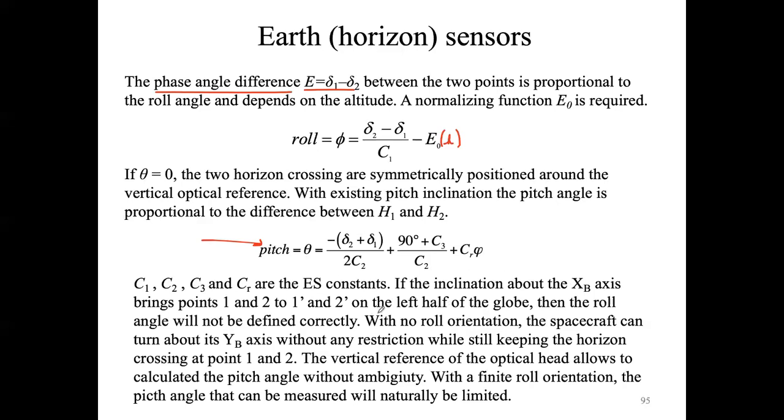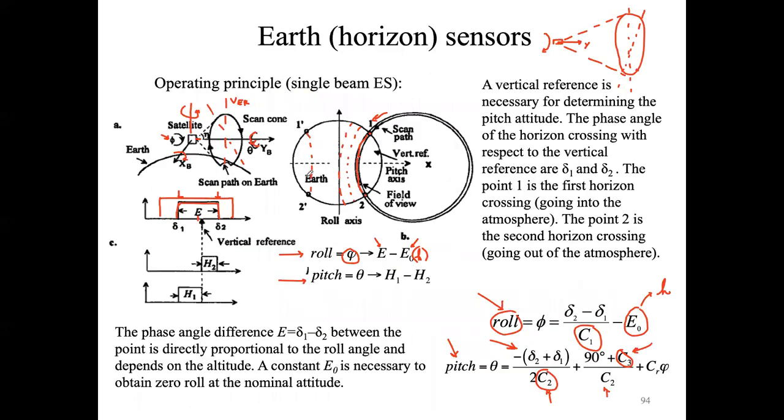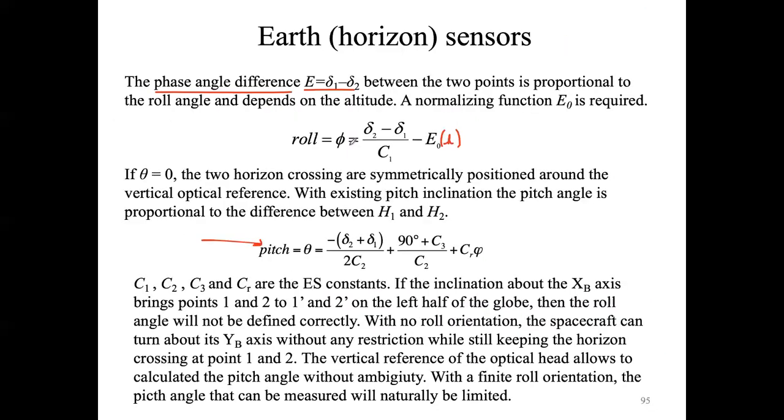The other thing that you have to take into account, as I said, is that you also have an ambiguity from the points 1, 2, and 1 prime, 2 prime on the left globe. That's the reason why we now have to face the problem that one Earth horizon sensor is not sufficient to determine the roll and pitch angles of a spacecraft attitude.